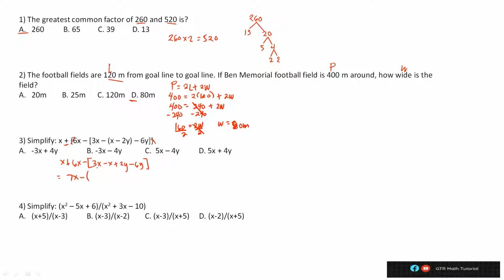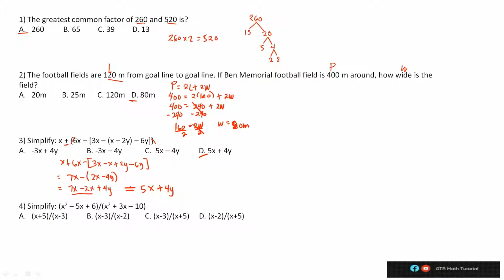Then, combine like terms. So, 3x minus x is 2x. And then, 2y minus 6y is minus 4y. Then, we have a negative sign outside the grouping symbol. So, change the sign. 2x will become negative 2x, and negative 4y will become positive 4y. Then, combine like terms, 7x minus 2x. So, that is equal to 5x plus 4y. Therefore, the answer is letter D.